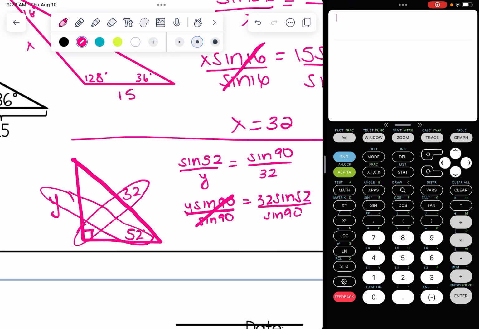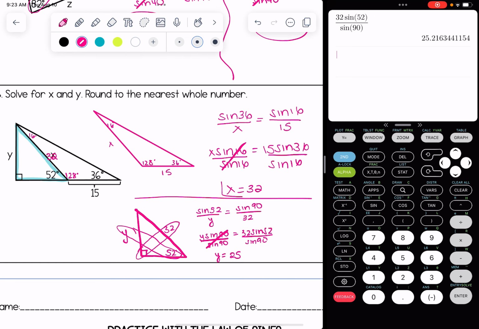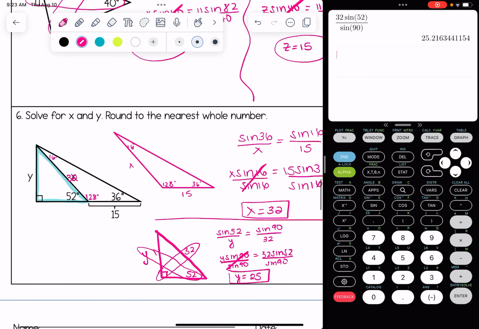And then I'm going to go to my calculator. Let's type this in. We have 32 sine of 52 over the sine of 90. And remember, we're rounding to the nearest whole number in this problem, so y comes out to be 25. So x was 32. Y was 25. And again, just a reminder for that last piece, if you wanted to use SOHCAHTOA, you certainly could, and you would get the same answer.